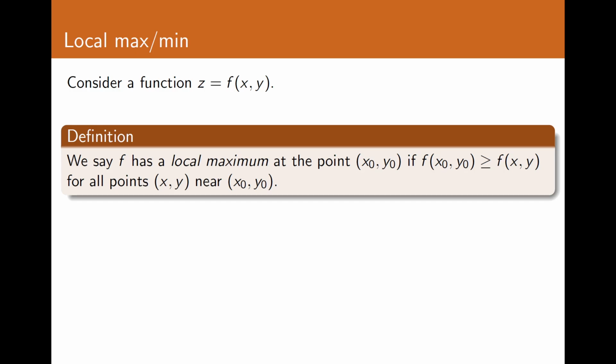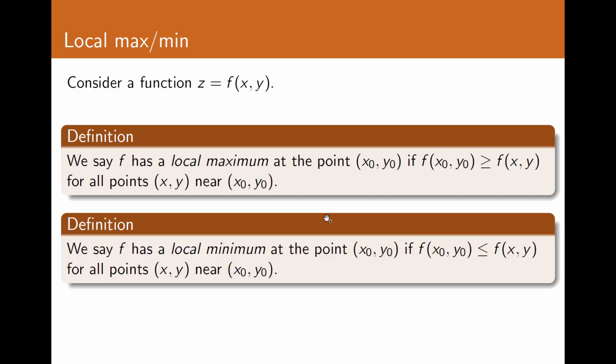So analogously, we can define the local minimum at a point (x0, y0) if f of (x0, y0) is the smallest one. So you can think of this as like a valley, and it's the lowest point in the valley. So all the points around it are the same height or higher up than this point.